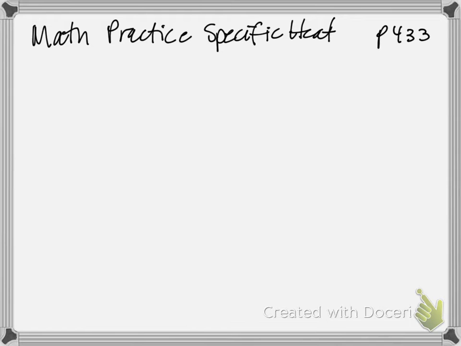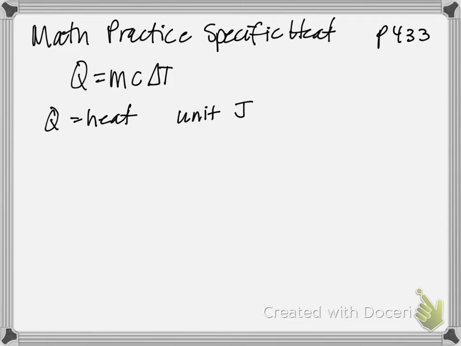So the formula that we're going to start with is this: Q equals MC times delta T. And let's go over what all of these things stand for. Q stands for heat. That's the amount of energy that's being transferred from one object to another. The unit that we're going to use for heat is called joules, right? And we use a capital J to indicate joules.